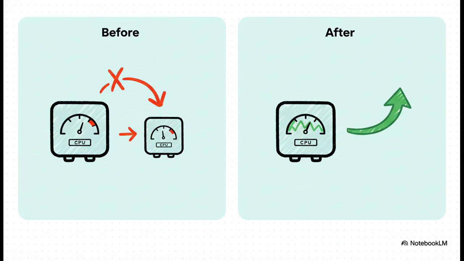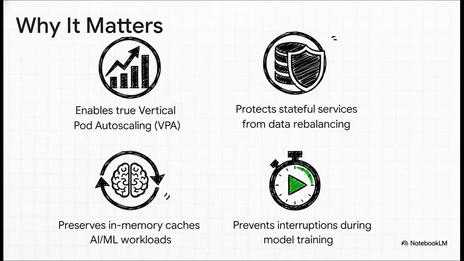But now, with version 1.35, you can resize those resources on the fly for a running pod. No restart, zero disruption. The impact this has on your most critical applications is just huge. This finally enables true vertical pod autoscaling. It protects those stateful services from painful failovers. And for all you AI and ML folks out there, this is massive. It preserves your in-memory caches and your model checkpoints, which prevents those frustrating interruptions during long training or inference jobs.